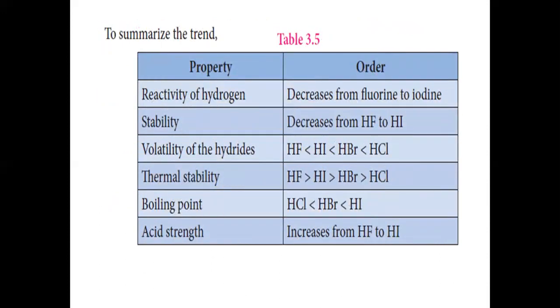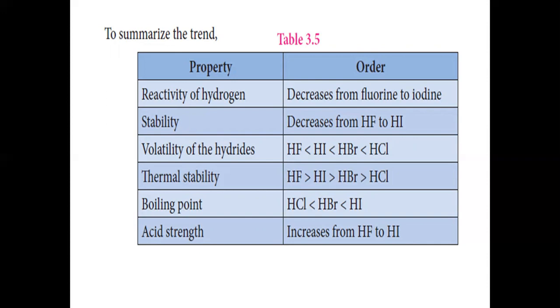Next, to summarize the properties. The reactivity of hydrogen halides decreases from fluorine to iodine. Next is stability. The stability decreases from fluorine to iodine, because the size of the halogen increases from fluorine to iodine. And then the volatility of the hydrides.